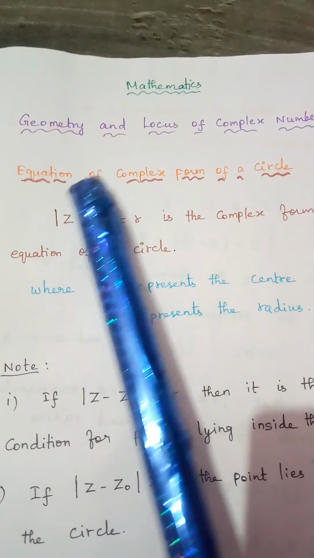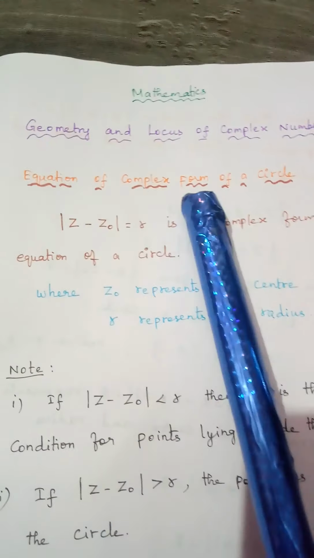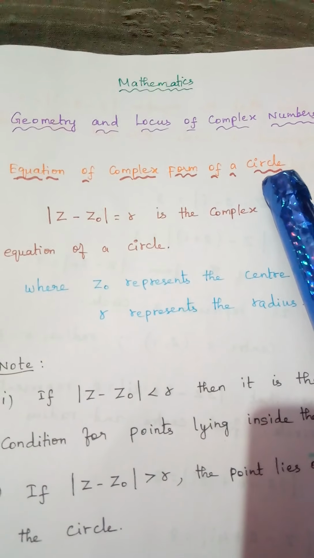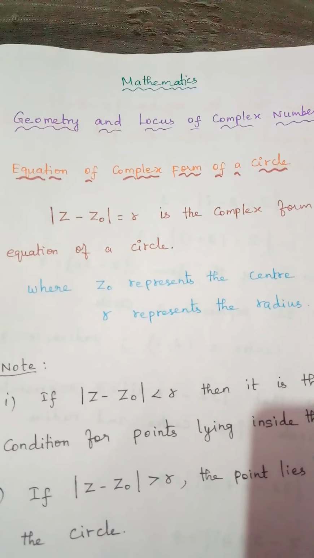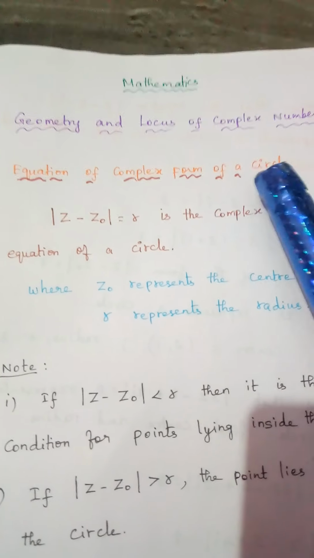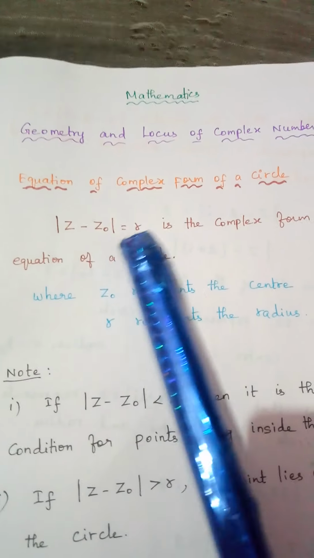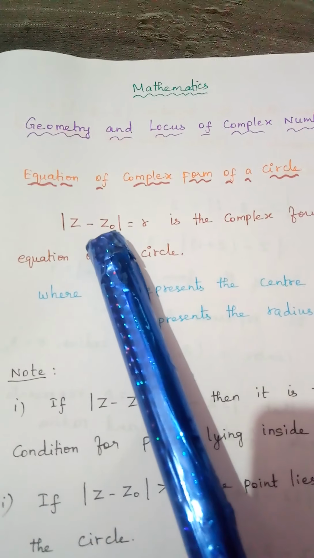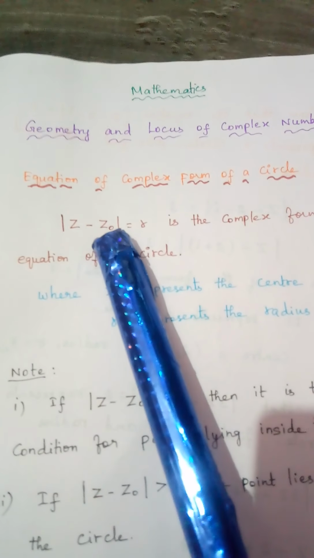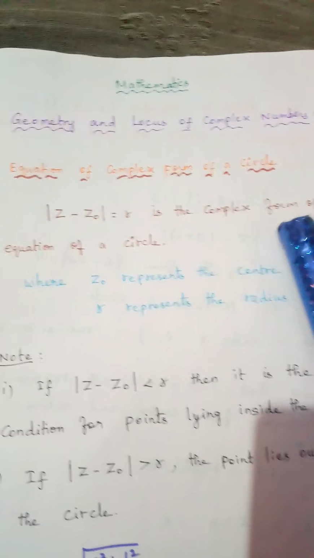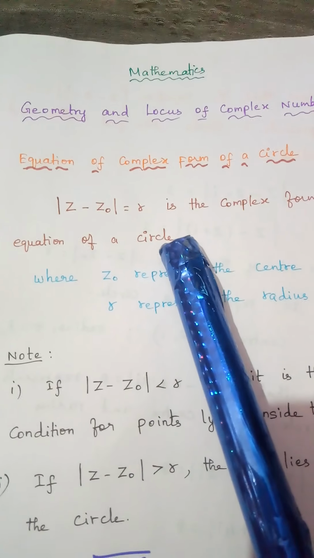Now, if you see this heading, equation of complex form of a circle. We know very well what is meant by a circle from our lower class itself. Even the equation of a circle, the general equation is x square plus y square is equal to r square. Now we are going to see the complex form of a circle, that is modulus of z minus z naught equal to r. This equation represents the complex form of the equation of a circle.